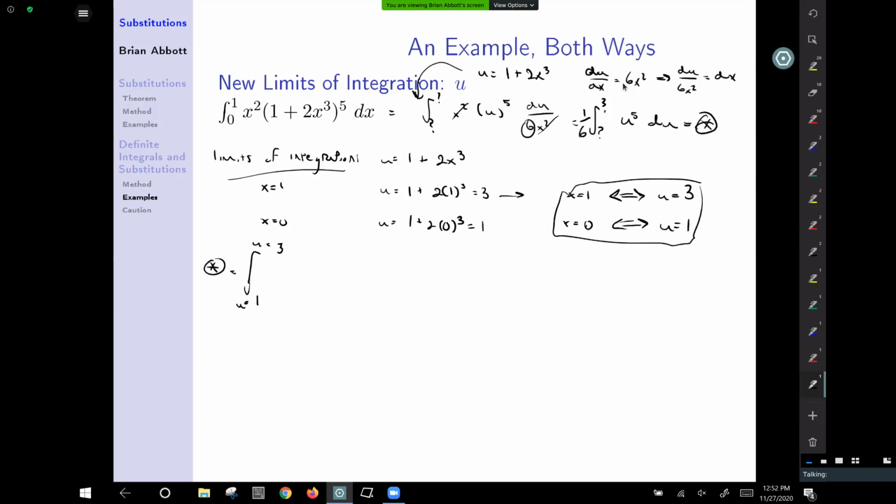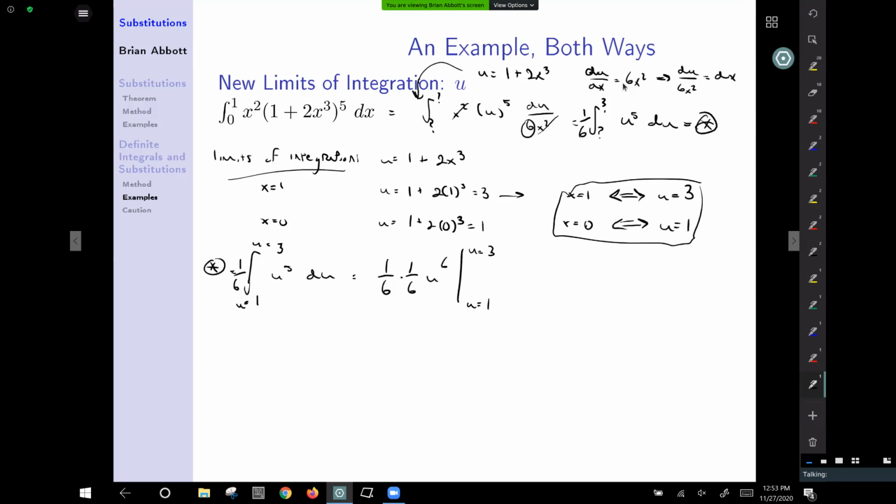Okay, so now, what about the rest of the integral? Well, we got that 1/6 out front that I nearly forgot about, and then u to the fifth du. So now this becomes an integral we can do. This is 1/6 times u to the 5 plus 1, or 6th power, times 1 over 6. And we're going to evaluate this thing, again, emphasizing that these are now in terms of u, u equals 1 to u equals 3.